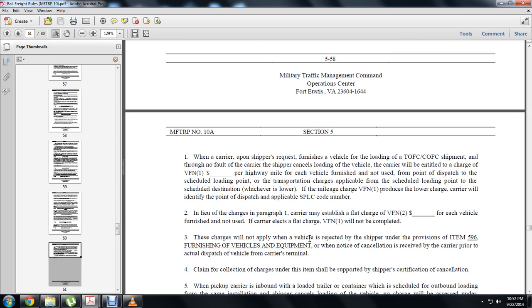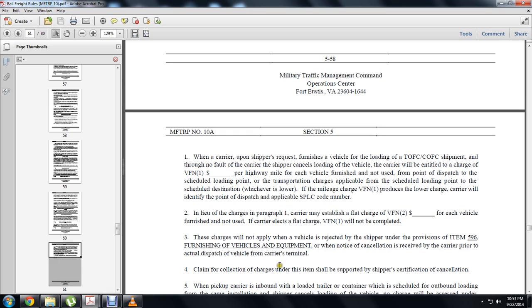Number 1, per highway mile, furnished and not used, from the point of dispatch to the scheduled loading point, or the transportation charges applicable from scheduled loading point to scheduled destination, whichever is lower. If the mileage of the VFN produces a low charge, identify the point of dispatch applicable to the SPLC code number. In lieu of charges in paragraph 1, the carrier may establish a flat charge VFN for each vehicle furnished and not used. If the carrier elects the flat charge and the loading is not completed, the charges will not apply to the vehicle rejected by the shipper under the provisions of item 596, furnishing vehicle equipment notification cancellation. Canceled by carriers prior to the actual dispatch of the vehicles from the carrier terminals.